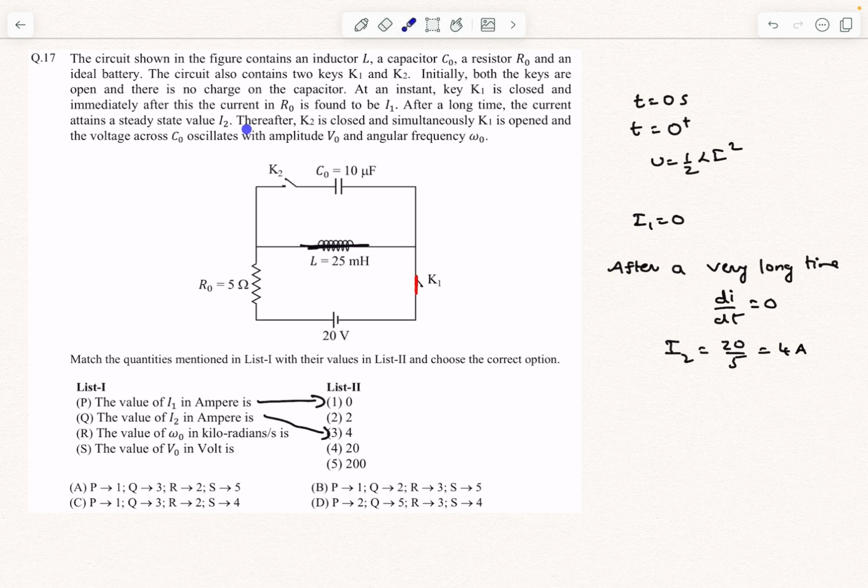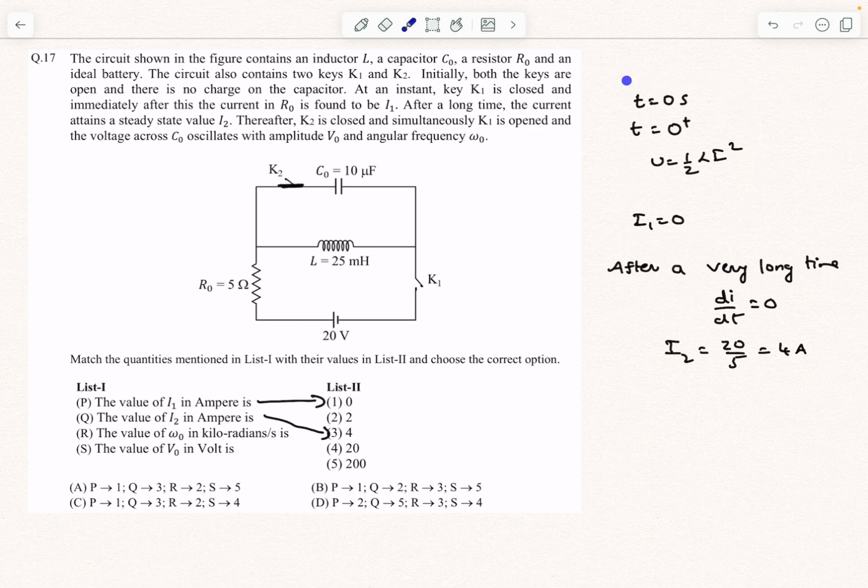Now the thing is, key K2 is also closed and simultaneously K1 is opened, and the voltage across C0 oscillates with amplitude of V0 and angular frequency of omega naught. So we have to find both of those values. K2 is closed and K1 is opened, and both are done simultaneously.